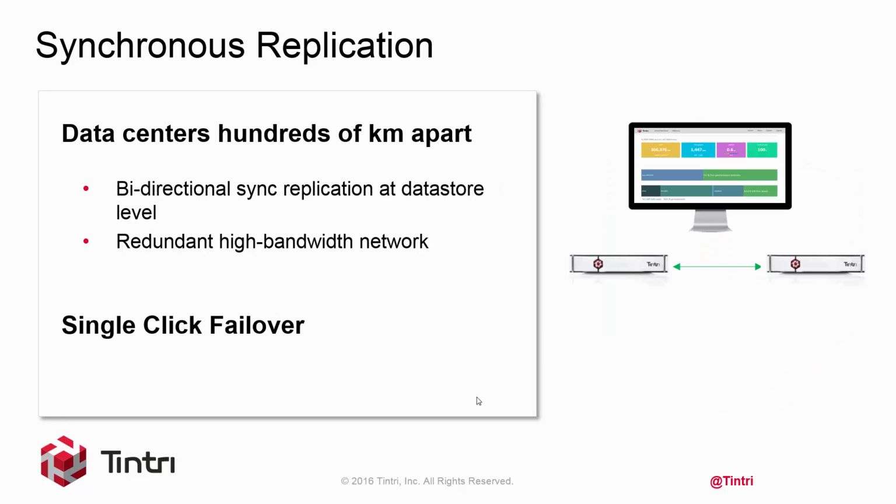Okay, the next slide, we wanted to throw some more data points at you, and the data centers can be hundreds of kilometers apart. So that's the distance parameter. There's also something here we wanted to point out, is that we can replicate with synchronous replication bidirectionally. So there would be 2 synchronous replication service groups going in opposite directions. Okay? The other thing we want to point out is that we recommend a redundant high bandwidth network. And this also features single-click failover.